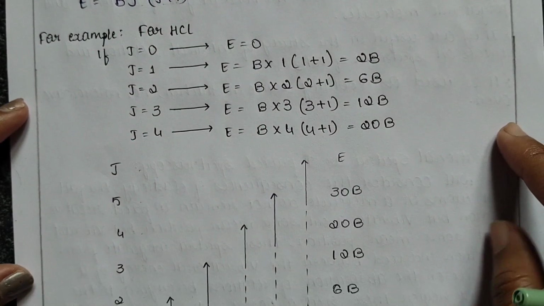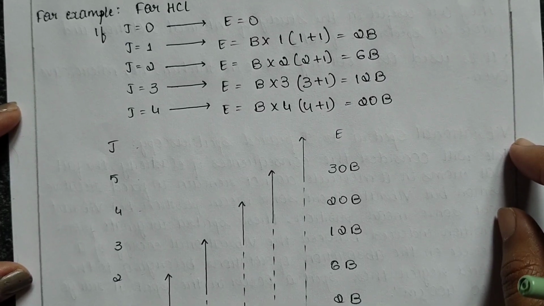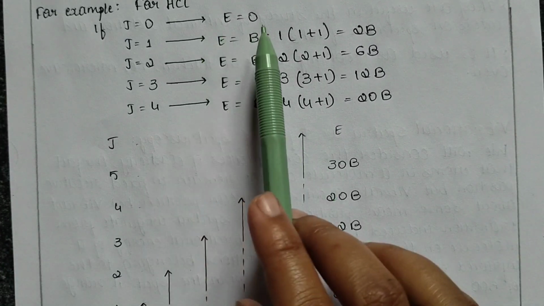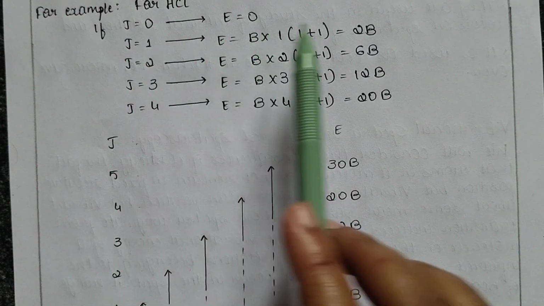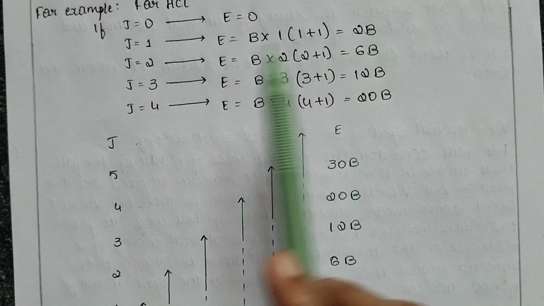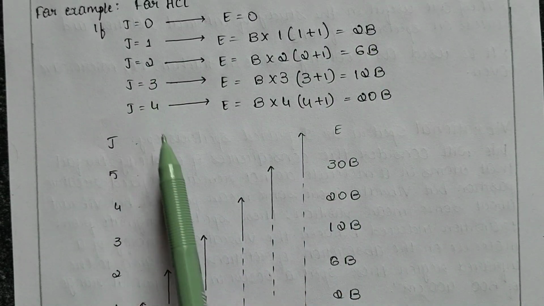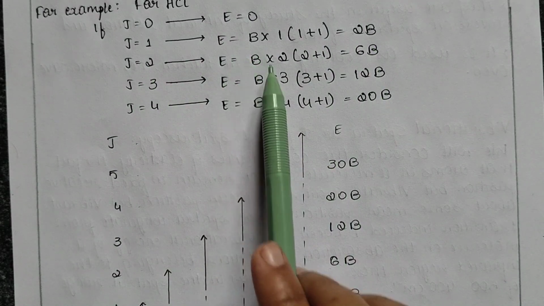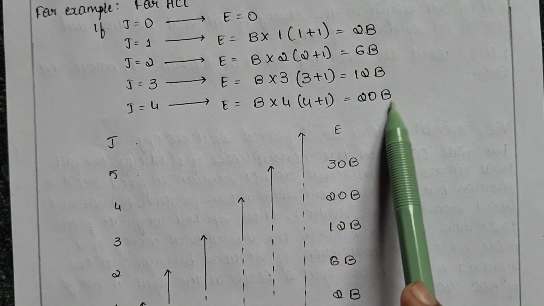That is, we'll consider an HCl molecule. So if J is equal to 0, E will be 0. If J is equal to 1, then we'll get the energy as 2B. If J is equal to 2, 3, 4 and so on, the energy will be 6B, 12B, 20B, etc.